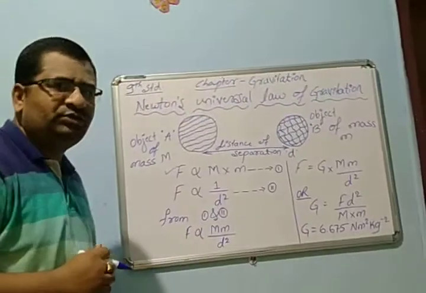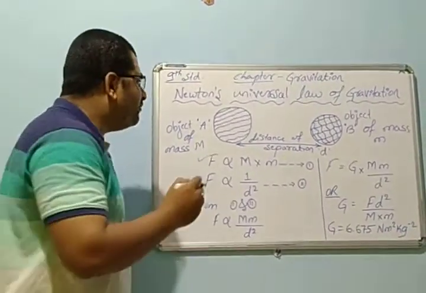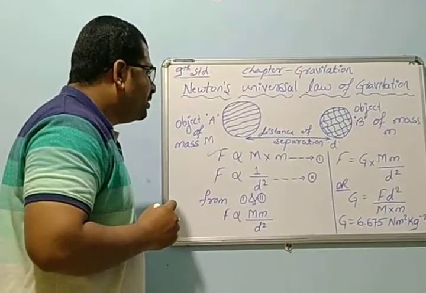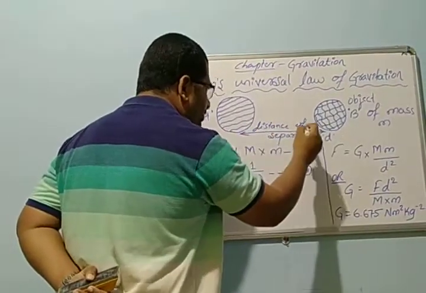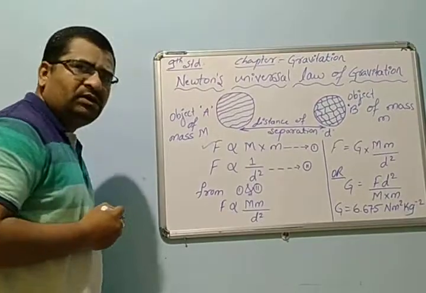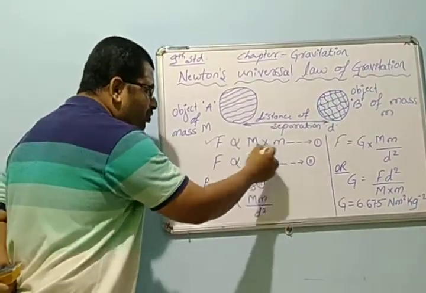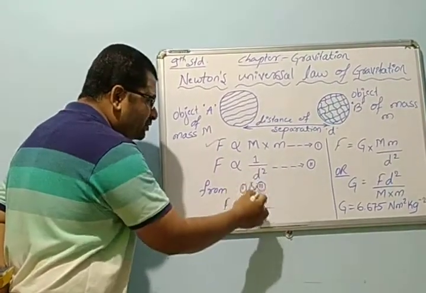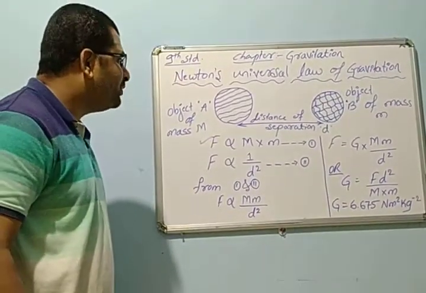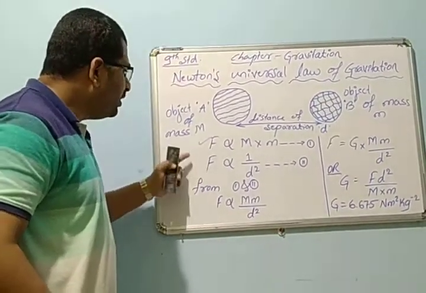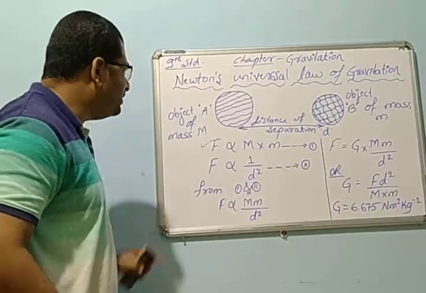Today I am explaining Newton's universal law of gravitation. Newton's universal law of gravitation states that the force of attraction between two objects of different masses is directly proportional to the product of their masses and inversely proportional to the square of the distance between them. And this is to be derived like this.